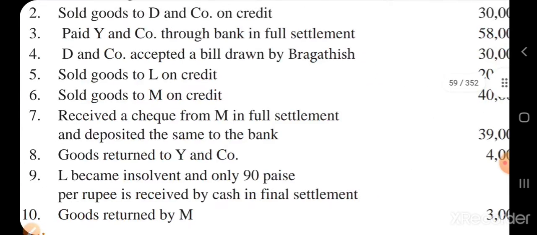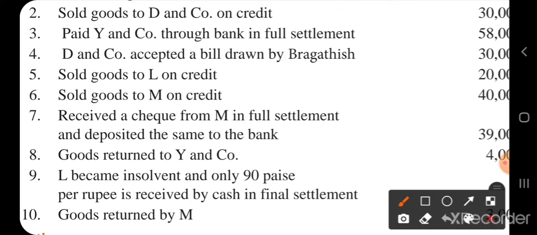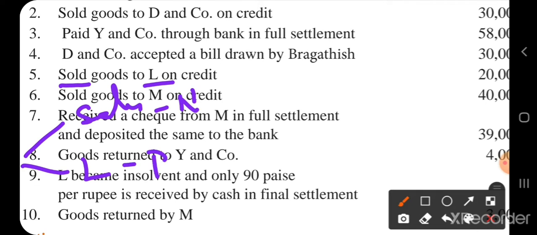Sold goods to L on credit. What are the two accounts involved? Sales account and L account. Okay. Sales and L. Sales is a nominal account, L is a personal account. Now apply the rule for nominal account. Debit all expenses and losses, credit all incomes and gains. Here when you sell goods, you receive money. So it is an income. So credit all incomes and gains.